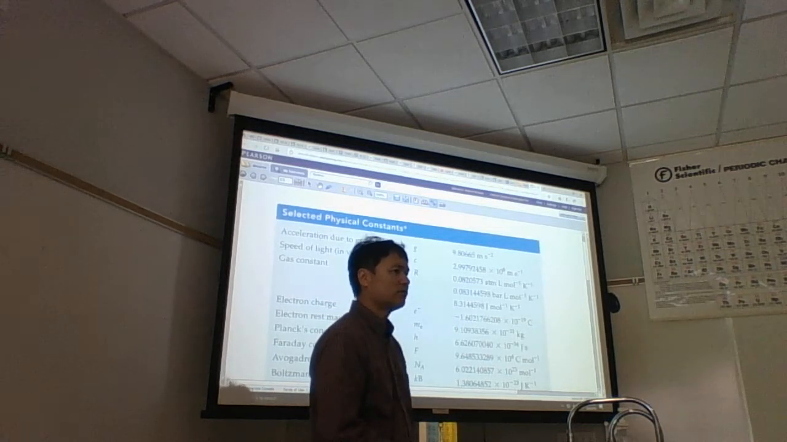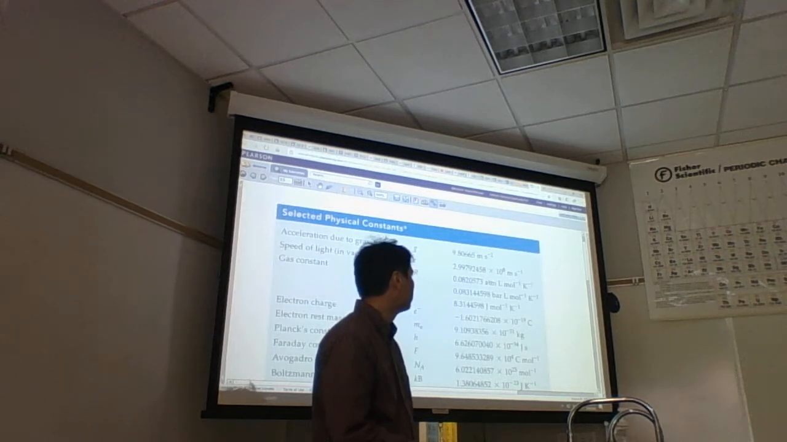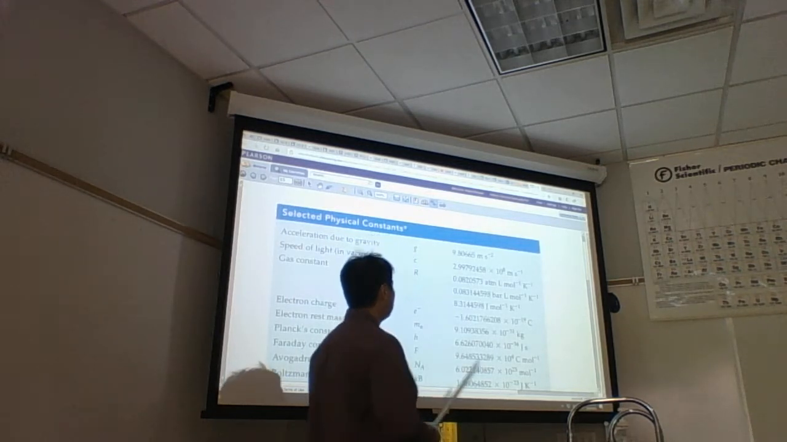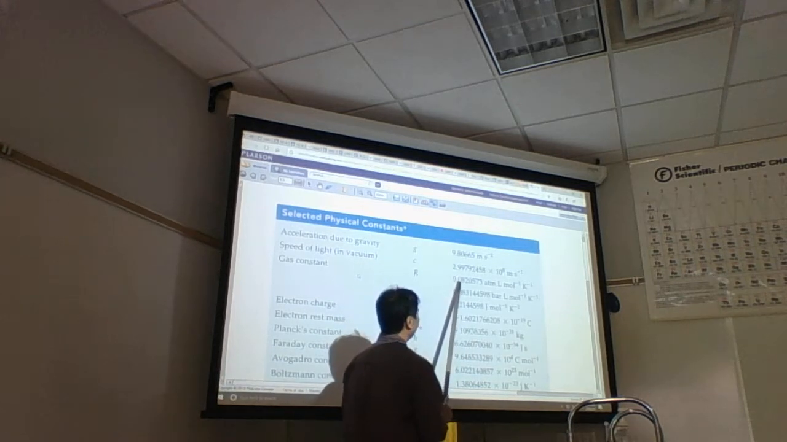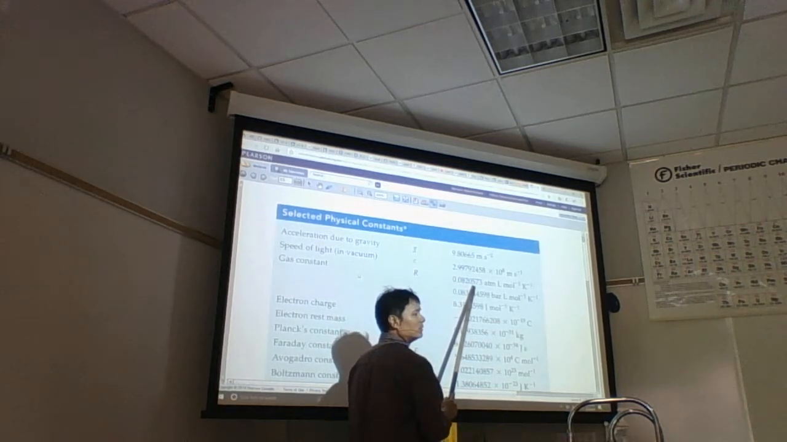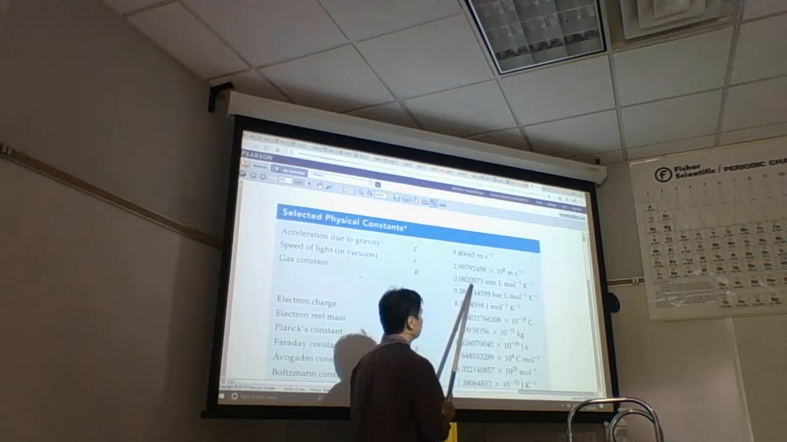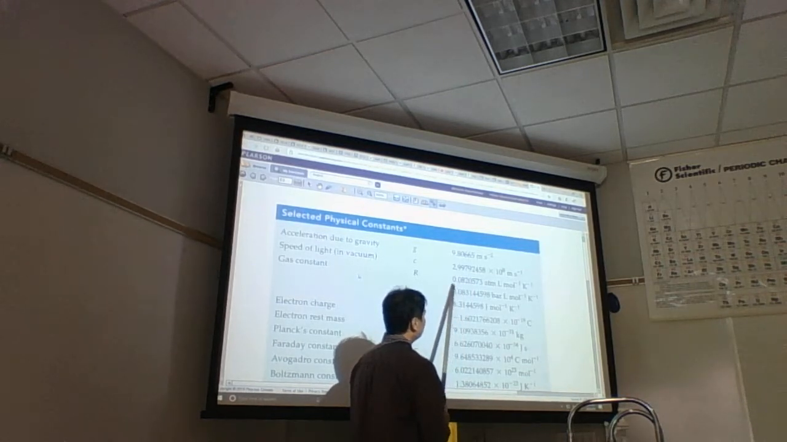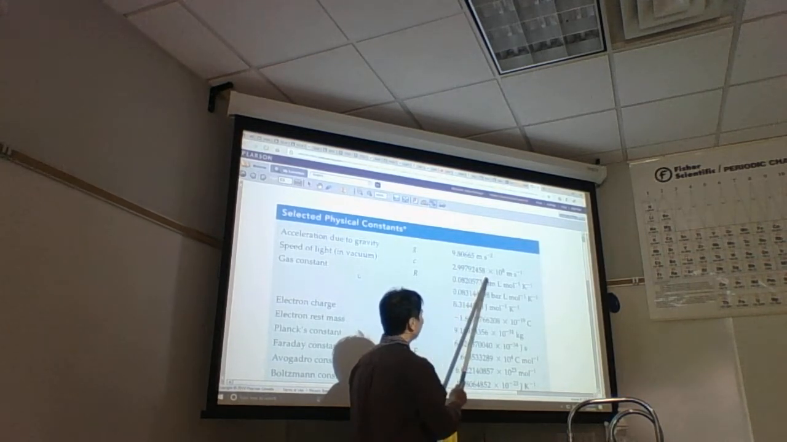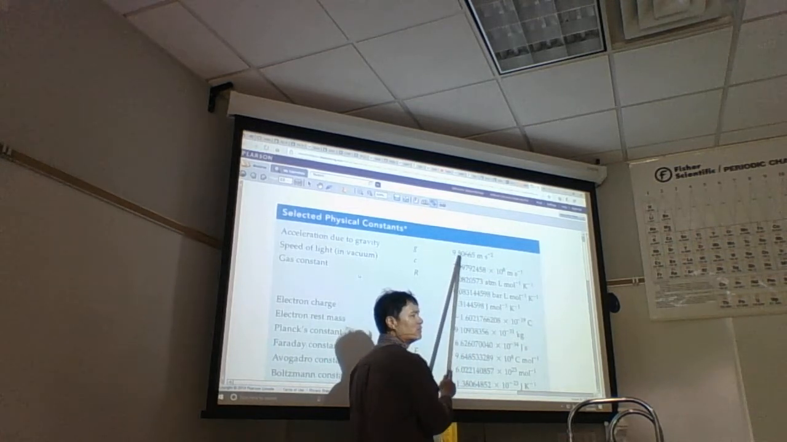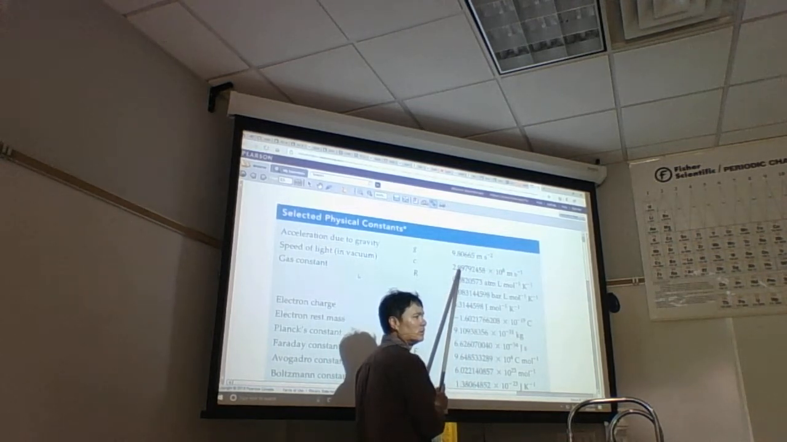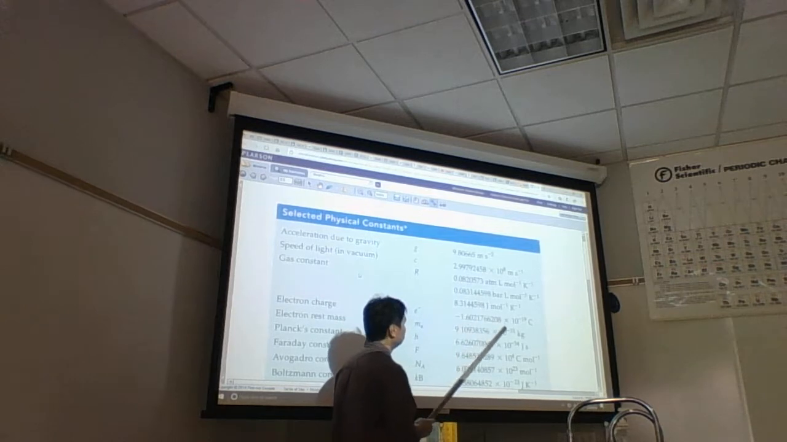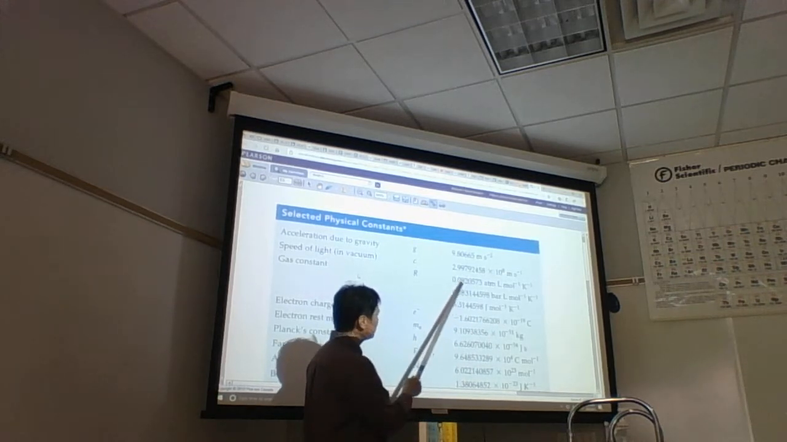And so what is this to 4 sig figs? This would be 0.08206. That's it. 0.08206. This one we have to memorize. Speed of light we don't have to memorize. G we don't have to memorize. This is for physics. We just memorize this one.